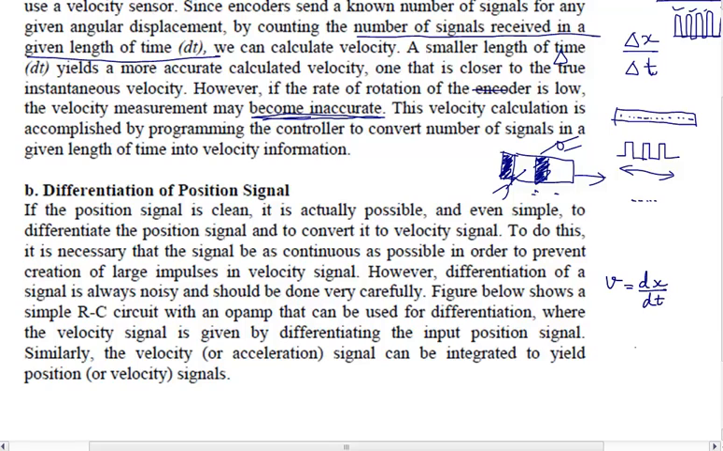So if you are having the position, what is the position? Position, or displacement, is x with respect to time. So you may have a signal where the position value is increasing, or decreasing, or again increasing. All of this is the position signal. The position may also have a positive or a negative value.